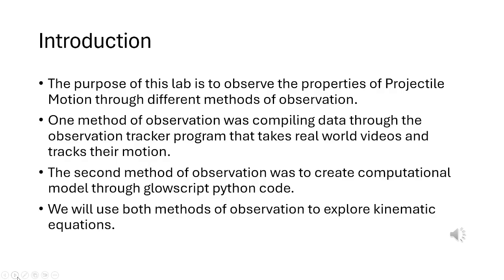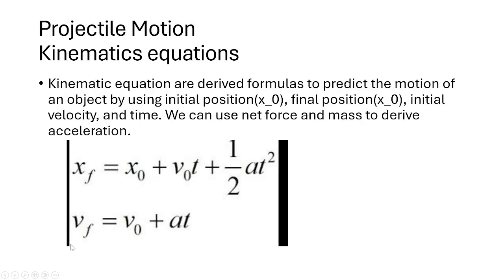What are kinematic equations? Kinematic equations are equations used to predict motion using information like time, initial position, final position, and initial velocity. We can also use net force and mass to derive acceleration. Using these properties helps us predict things like projectile motion and constant motion.